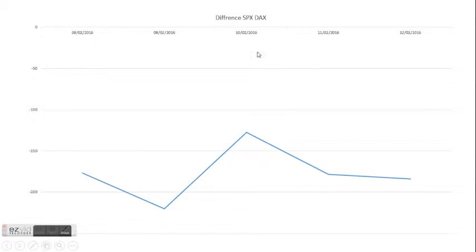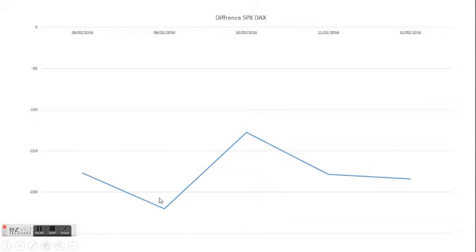So this is the S&P 500 and DAX. It's just the usual thing we do, the difference. This is where we start the week, and this is where we ended the week, the 8th, that's Monday, and the 12th, that's Friday. Negative means that the DAX is weaker than the S&P 500.